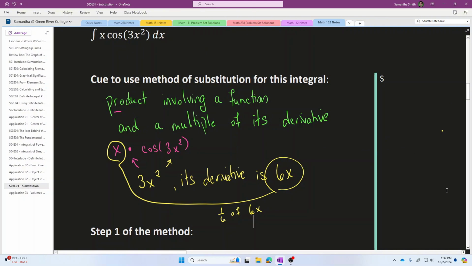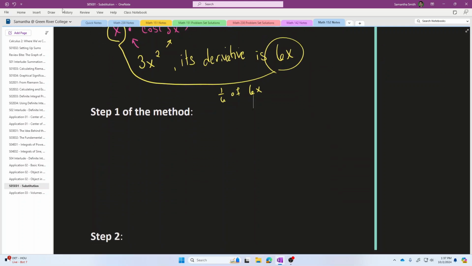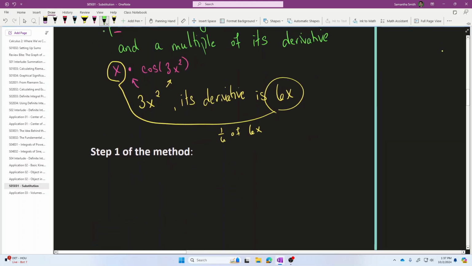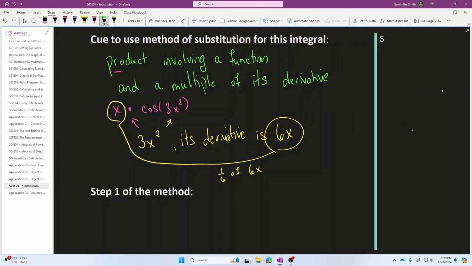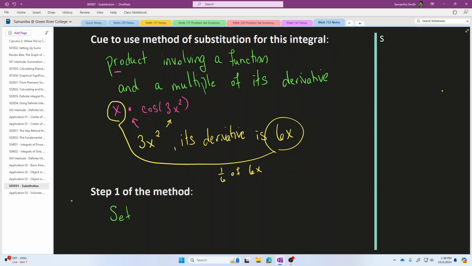So now that we've talked about how to know when method of substitution will be useful, let's break down step by step how to actually implement that method. So step number 1 of the method: when we were checking to see whether method of substitution would be viable, we were looking for an instance of a function and its derivative. So step number 1 is to set up a new output variable, and I will set u equal to the function whose derivative is present.